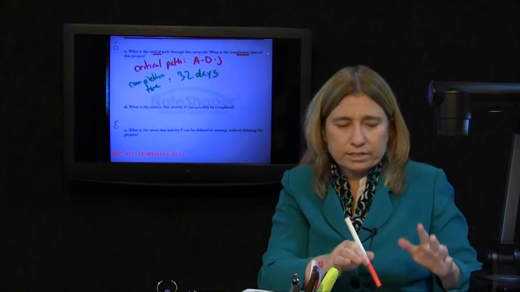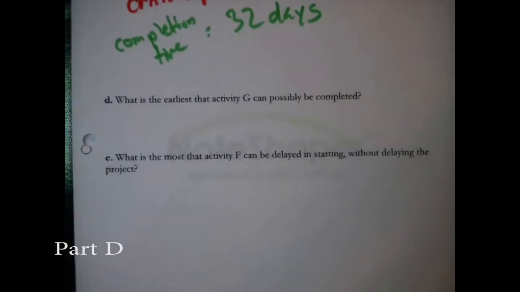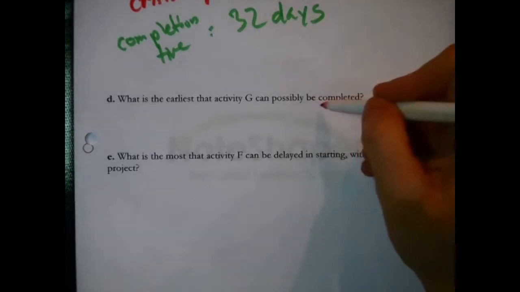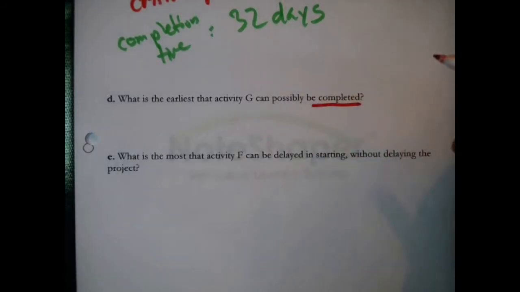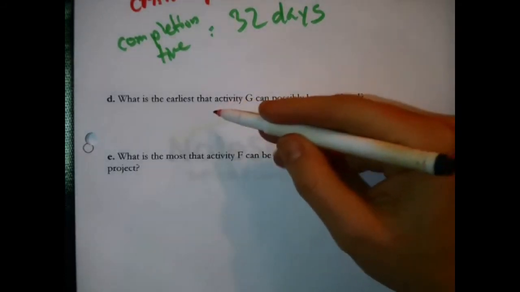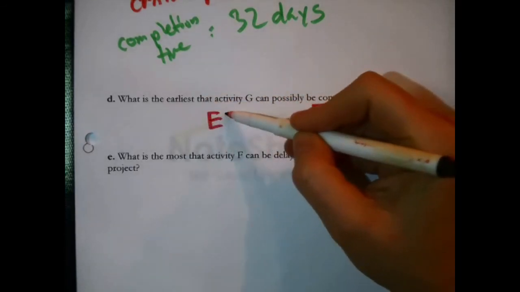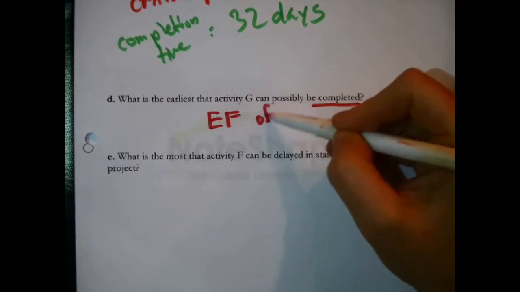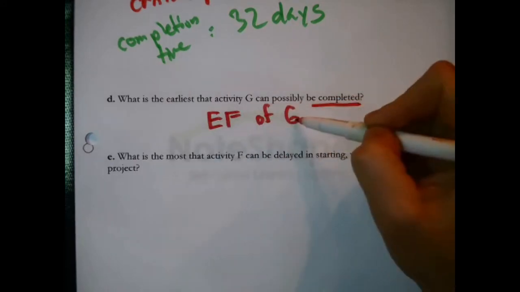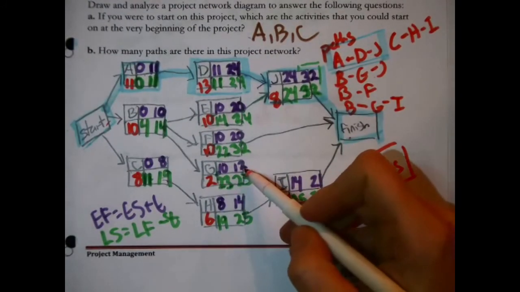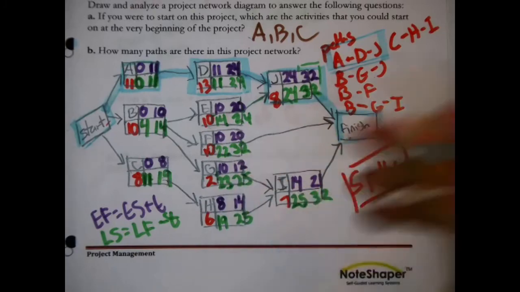Okay, anyway, it's answered. What else is asked? What is the earliest that activity G could possibly be completed? Oh, that's easy. Now that we've done all this other work, the earliest that G could be completed is the early finish time of G. It's just asking us to go look that up. G, where's G? G's here. Early finish, right here. 12 days.